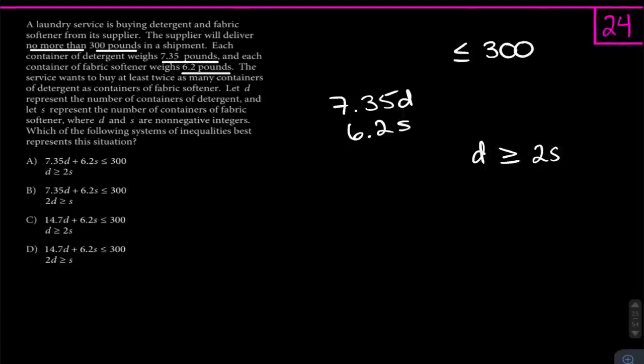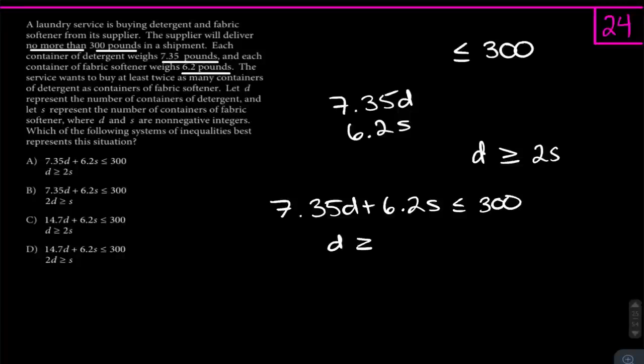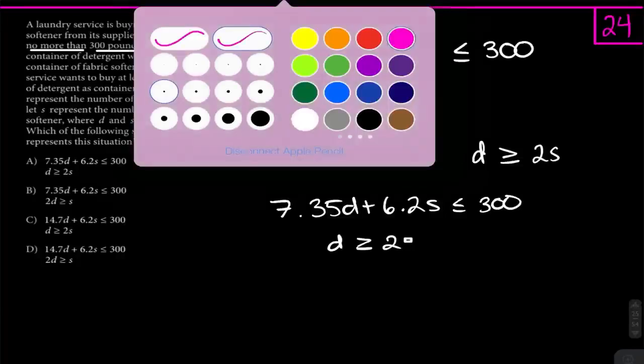So we have that, and really all we have to do here, to figure out the total pounds in the shipment is just add these two things, right? And so we get 7.35 D plus 6.2 S. Sorry if that looked like a 5, it's not. Is going to be less than or equal to 300. And we also have that D is greater than or equal to 2S. And that, my friends, is choice A.